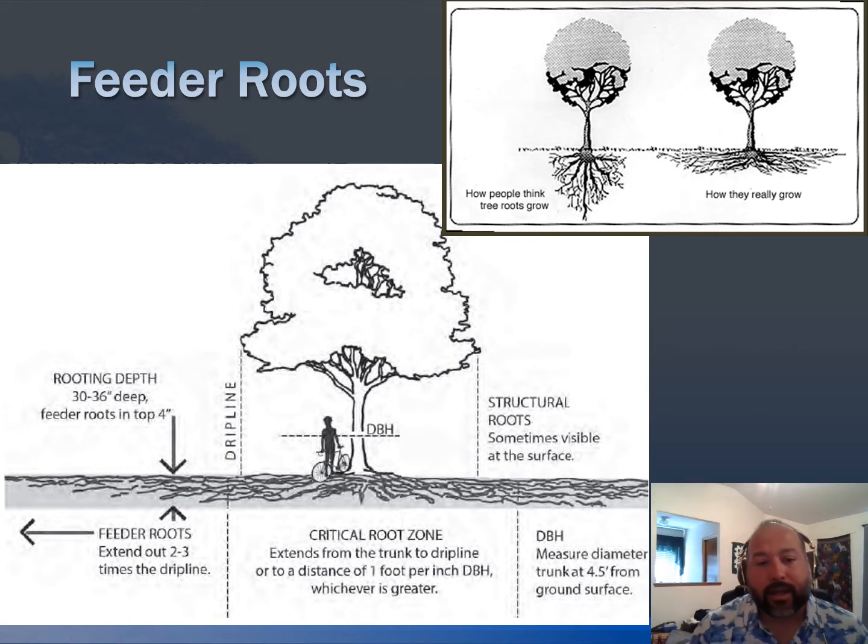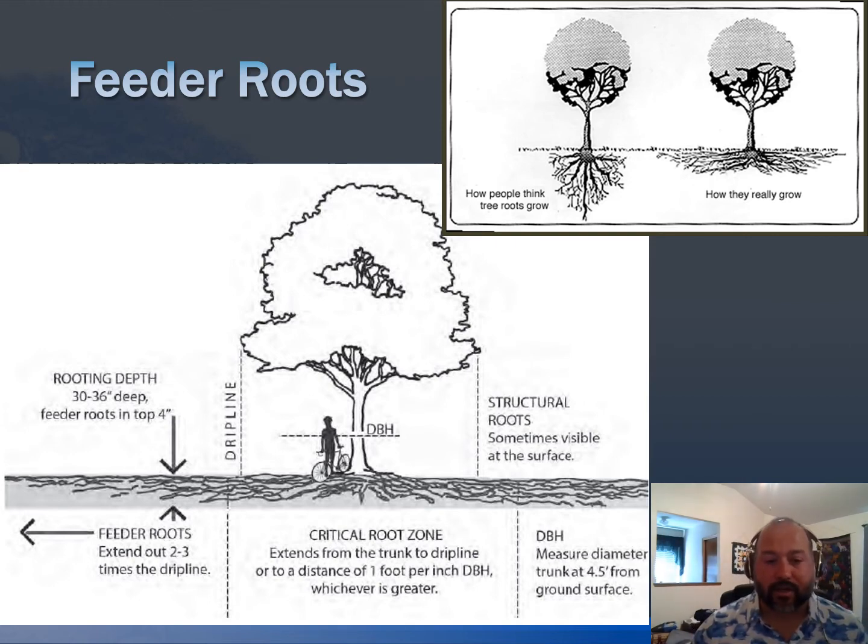So what's going to be really important to understand when talking about the idea of tree nutrition and the idea of fertilization is making sure that we're really fertilizing in the right spots. And so we have to really understand the idea of our feeder roots and where our feeder roots might be. So we've got our critical root zone right here. It extends from the trunk to the drip line, or to a distance of 1 foot per inch of DBH, whichever is greater. Usually most people just kind of go off of the drip line.